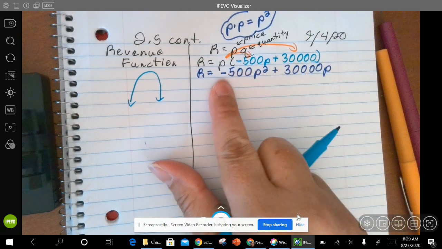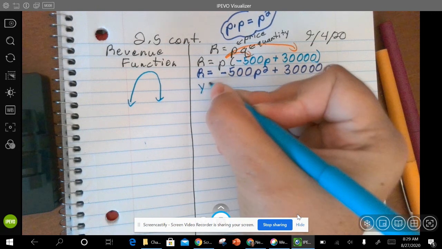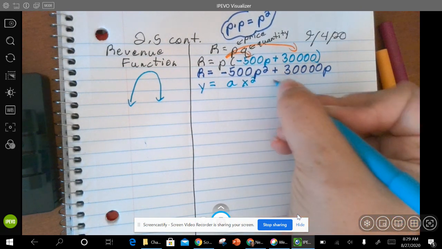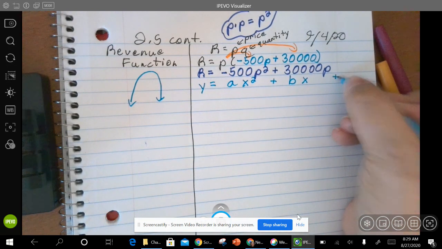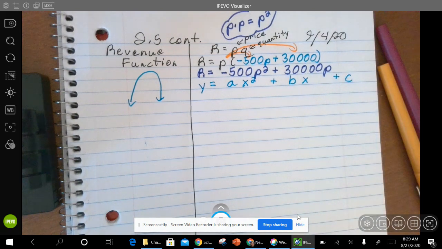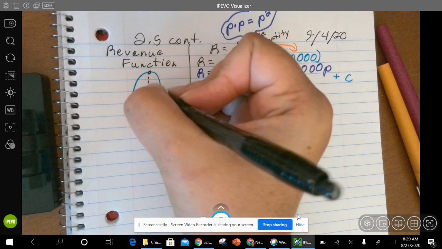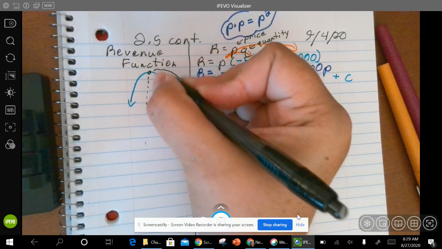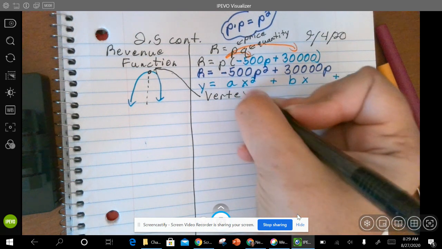The a value is negative, so it is going to be upside down. So it's y is equal to ax squared plus bx plus c. We don't have a c value, a constant value, here. This part right up here, remember, is our vertex, and that's our maximum revenue, the maximum amount of money that the business is bringing in.